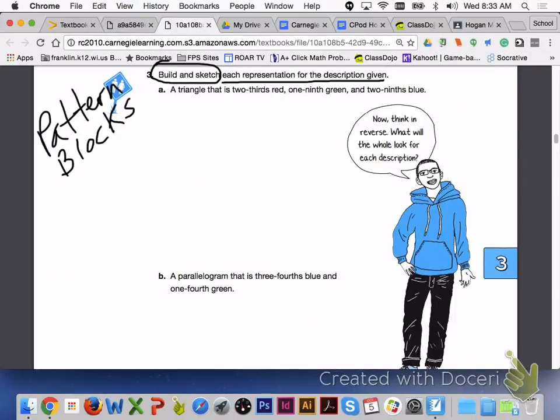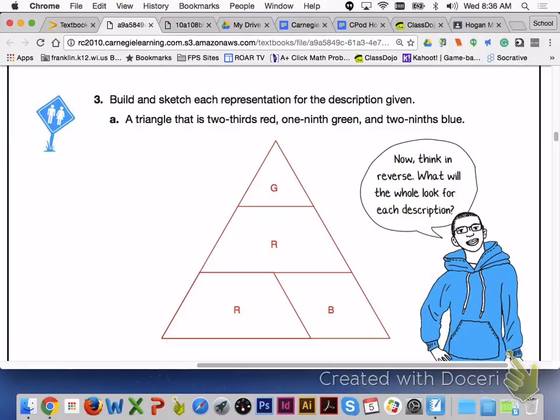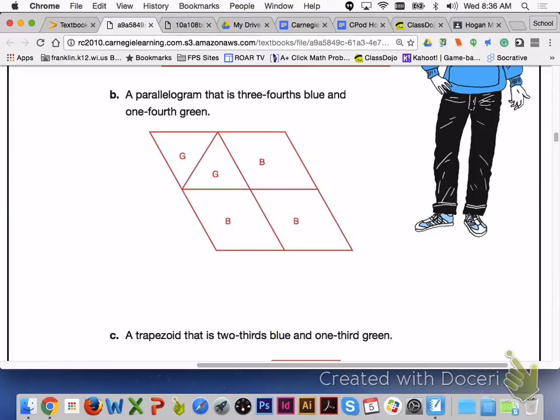Turn to page 123. Use pattern blocks to answer number 3, letters A through E with your group members. Number 3, letter A, here is an example of what your sketch could look like for the description given. Number 3, letter B, here is an example of what your sketch could look like for the description given.